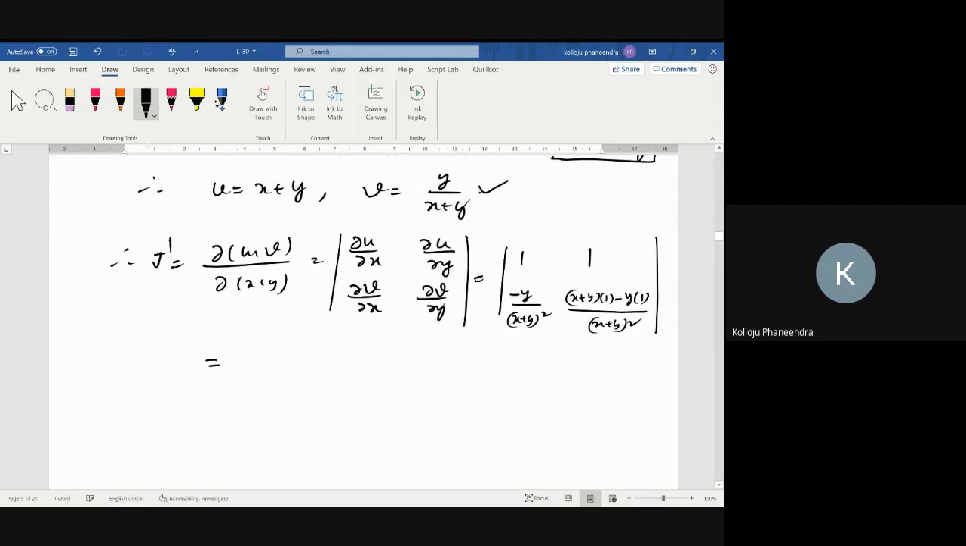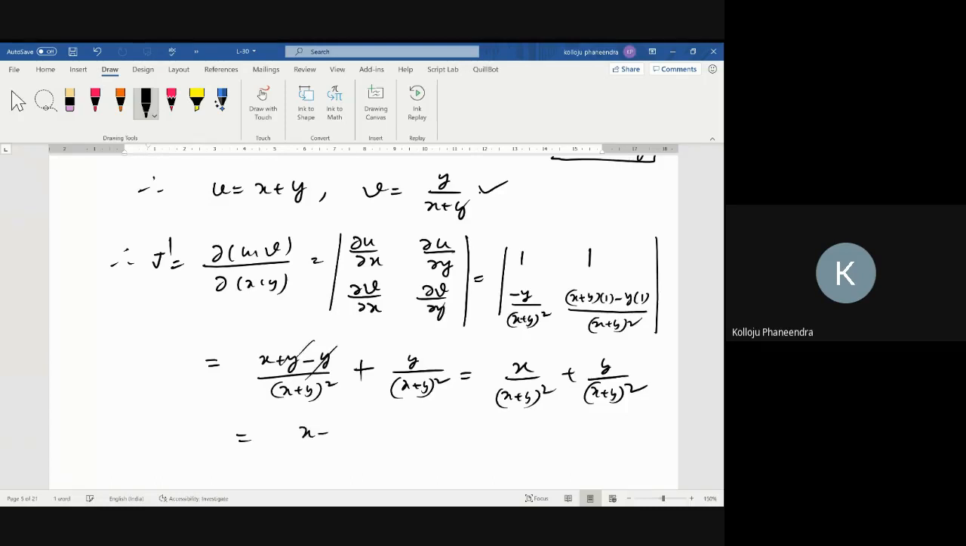So that is equal to, if I multiply, taking expansion of the determinant, (x plus y minus y)/(x plus y)² minus (minus y)/(x plus y)². So this is equal to x/(x plus y)² plus y/(x plus y)², right? This y gets cancelled. So this is (x plus y)/(x plus y)², 1 by x plus y. What is x plus y?